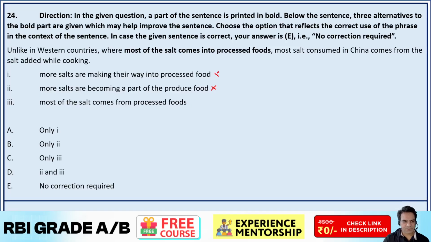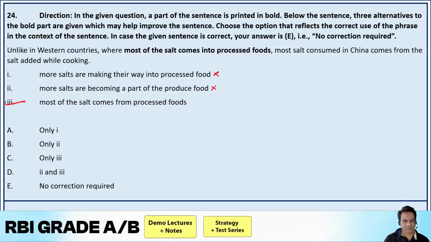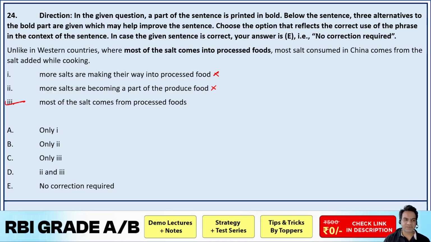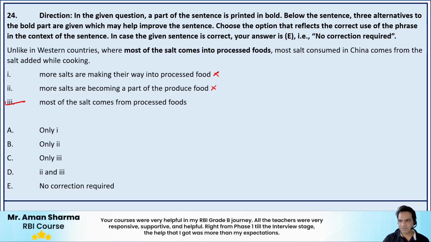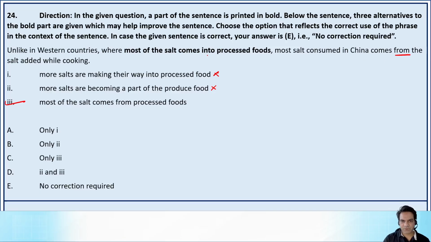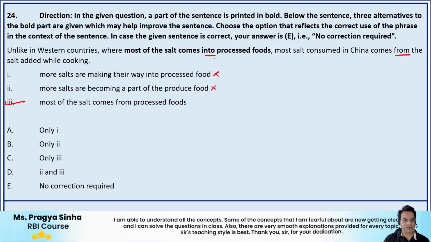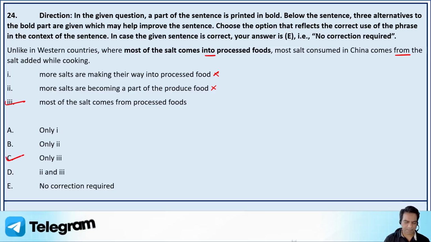Yes. So option C is the correct answer. That's what I was waiting for. Unlike in the Western countries where most of the salt comes from processed foods, most salt consumed in China comes from, see, we have used comes from. So that is why it should be comes from the salt added while cooking. So option 3 is correct. So only option 3 is the right answer.